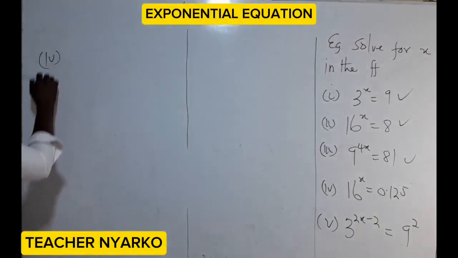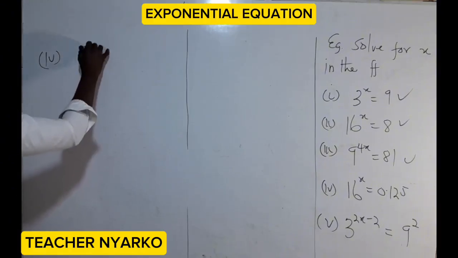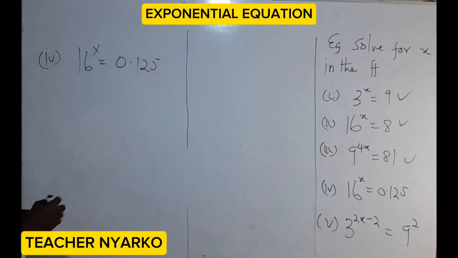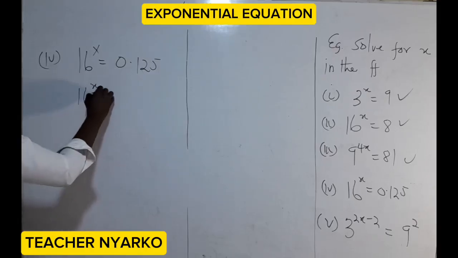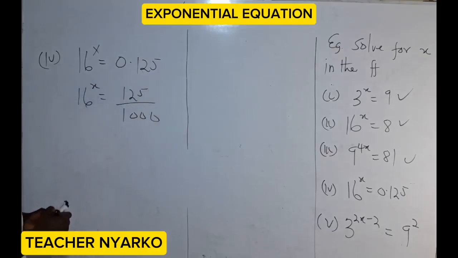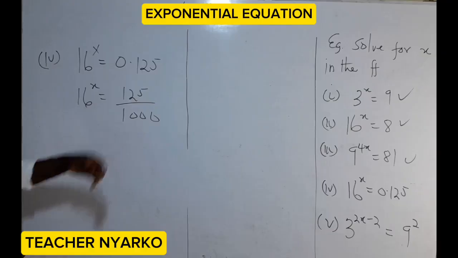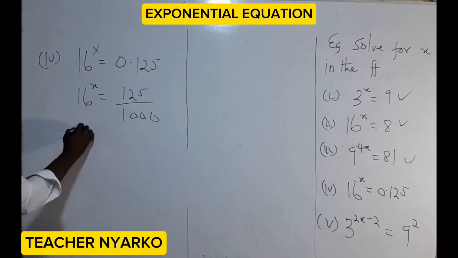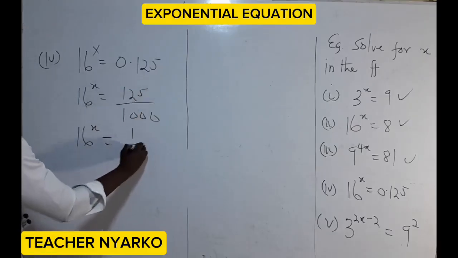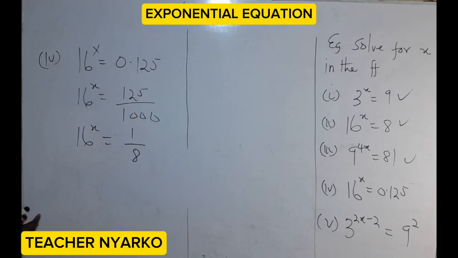Now the fourth question, you have 16 exponent x is equal to 0.125. So you try to, do you have a common base? Let's simplify this first. This is 16 exponent x is equal to, this is the same as 125 divided by 1000. 125 divided by 1000, okay? So when we simplify this, this should be 1 over 8. So do you see that we have 16, then we have 8. Can we have a common base?